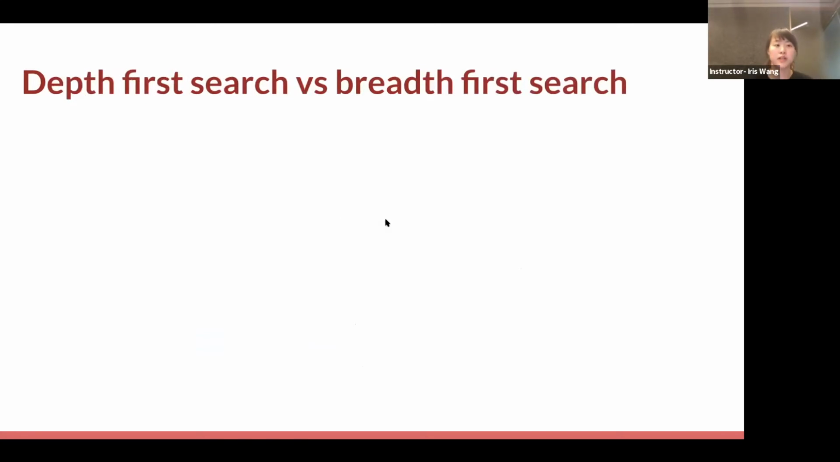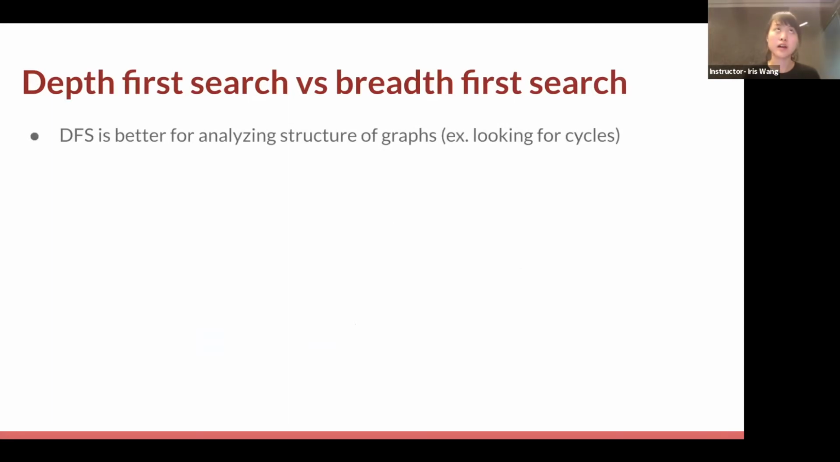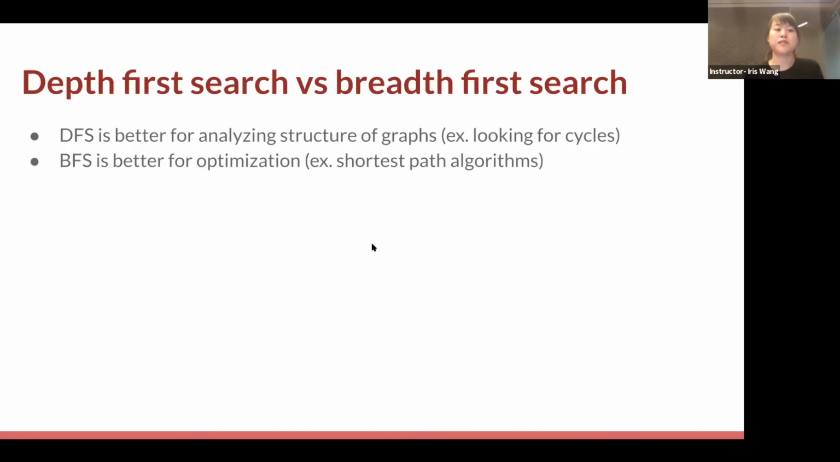In terms of DFS versus BFS, it depends on what you're comfortable with, but a lot of people prefer DFS. I think DFS is really good for analyzing the structure of graphs, like when you're looking for a cycle. DFS makes that pretty easy. BFS, on the other hand, is generally good for optimization because you're looking at things level by level. It's really great for shortest path algorithms.